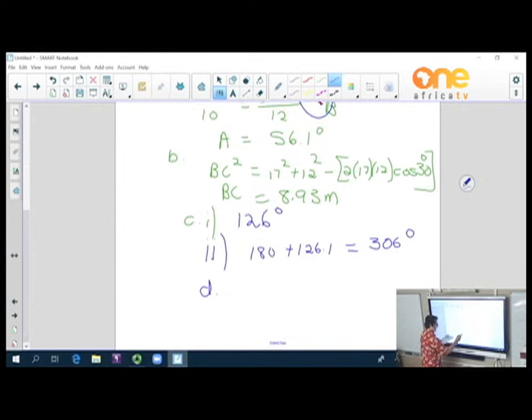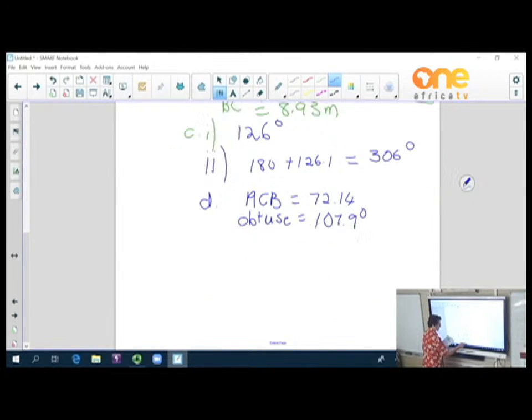So ACB is 72.14 degrees. I calculated in that triangle then there. If it is obtuse, it is 180 minus that one, which makes it 107.9 degrees. Can you see? Remember cos that we worked with.